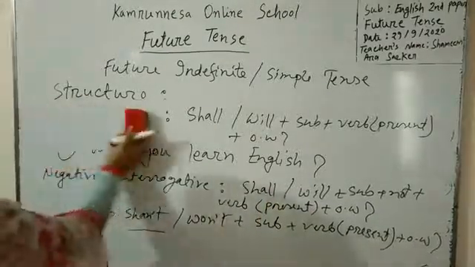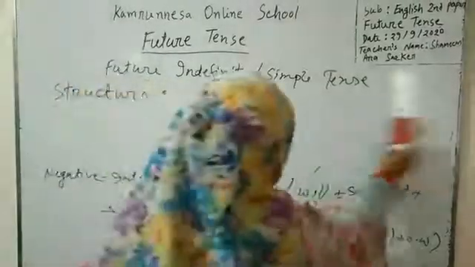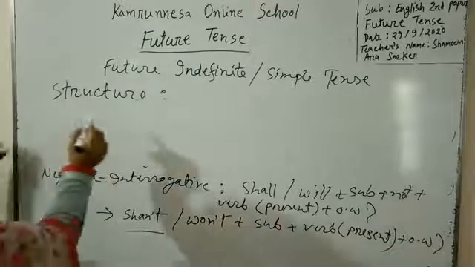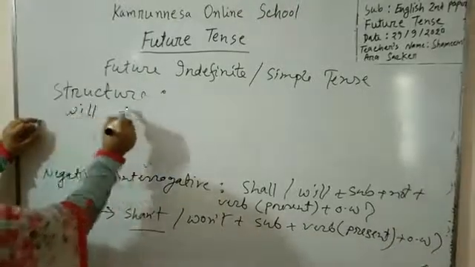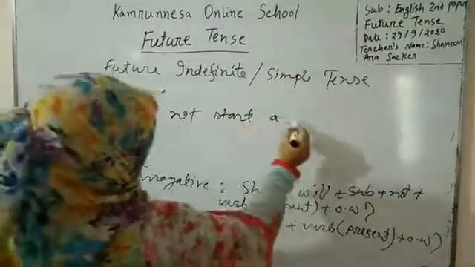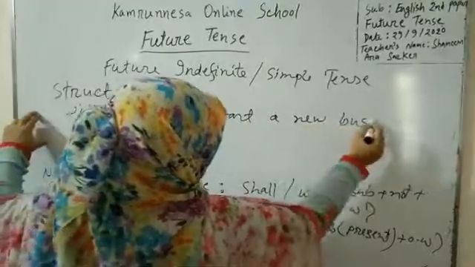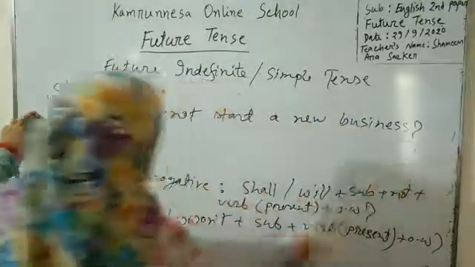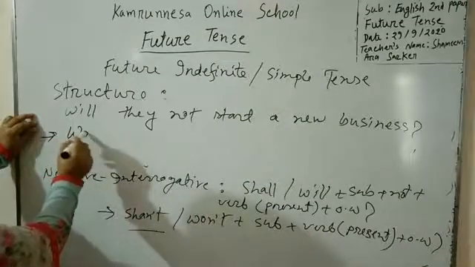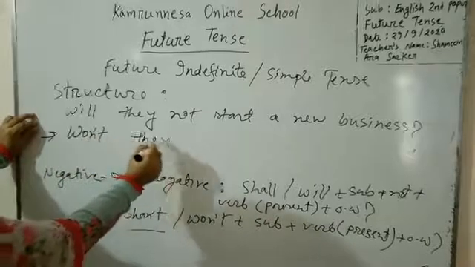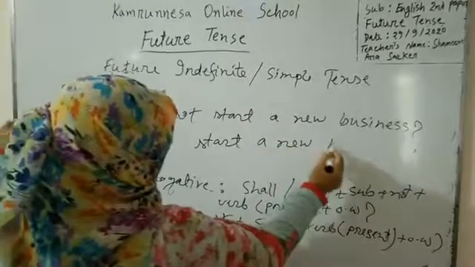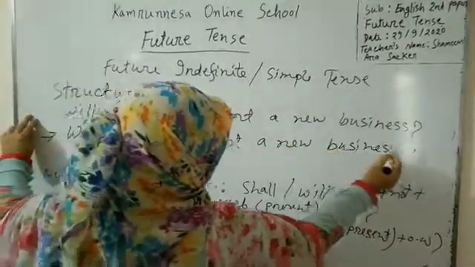Okay, I am giving you an example. Will they not start a new business? Will they not start a new business? Or I can also write won't they start a new business?